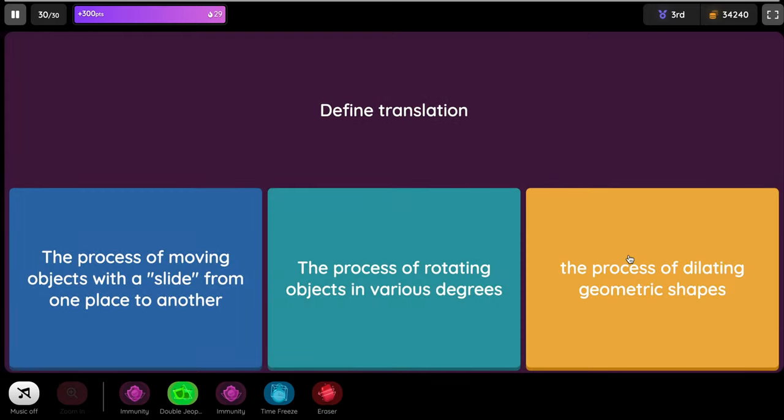Define translation. The process of moving objects with a slide from one place to another. The process of rotating objects in various degrees. The process of dilating geometric shapes. It's the first one.